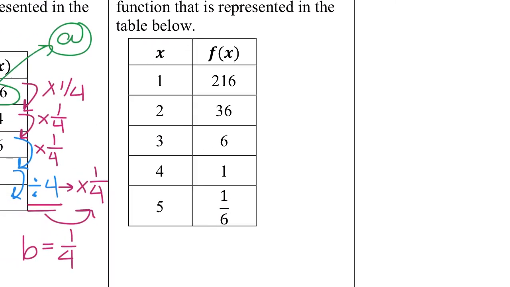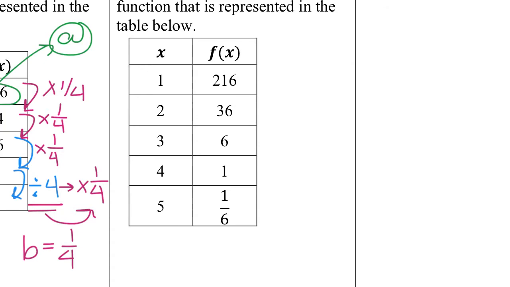Write the exponential function that is represented in the table below. So again, we see our numbers are decreasing: 216, 36, 6, 1, 1/6. Trying to get from 216 to 36 is not easiest. So 6 to 1, I know that that's going to be multiplying by 1/6. Since we're decreasing, you're going to have a fraction. And again, 1 times 1/6 does in fact equal 1/6. So that works there too.